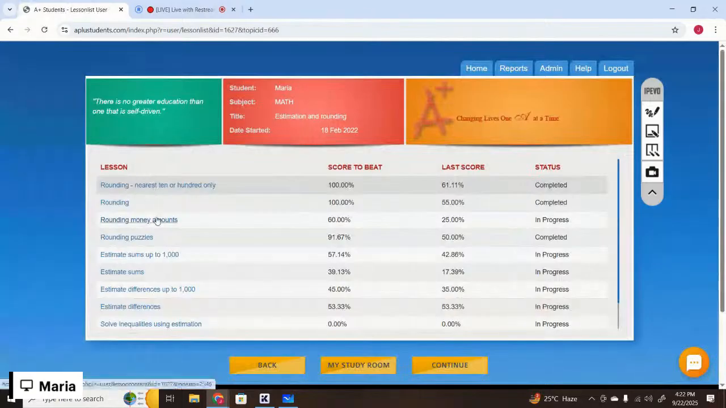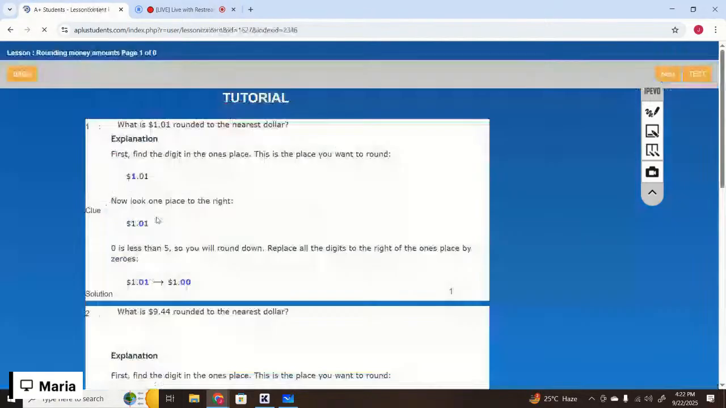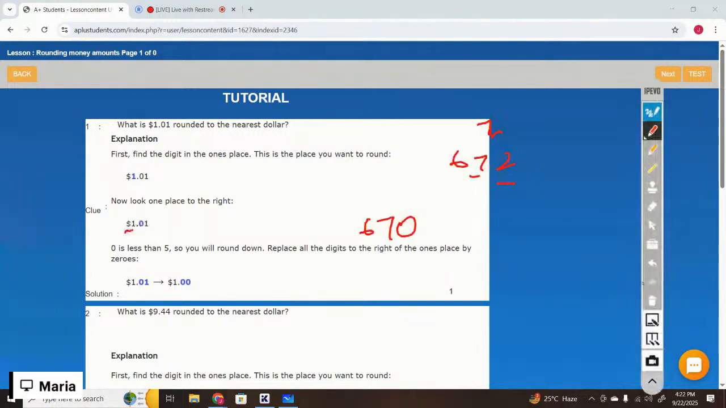The next lesson is rounding money amounts. What is 1.01 rounded to nearest dollar? We need to round it to the dollar, right? So the whole number is the dollar, the decimal part is the cents. We have $1 and 0.01 cents. So look at the first digit to the right of the decimal point. After the decimal point, we have a 0. 0 is less than 5. So replace all the digits with 0. So it would be 1.